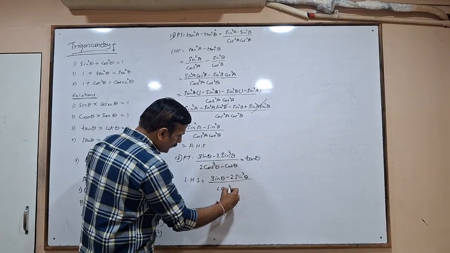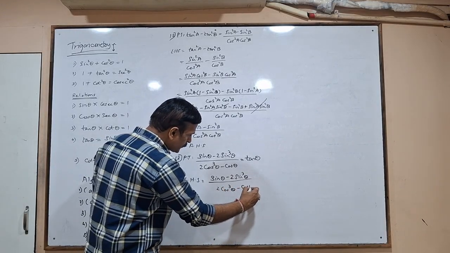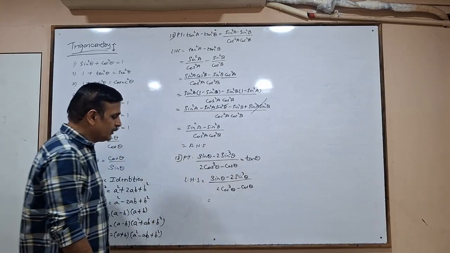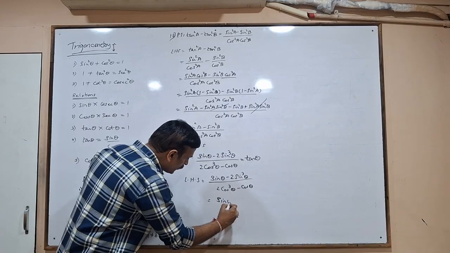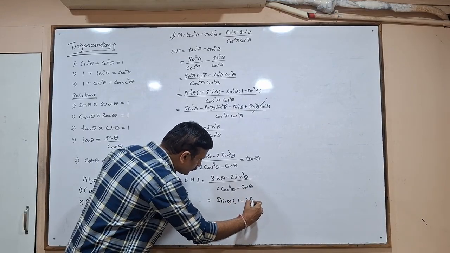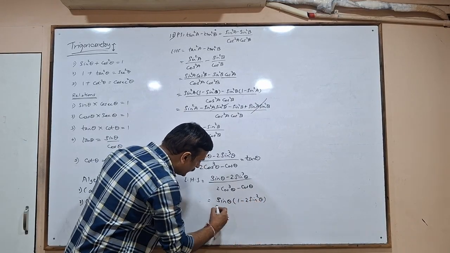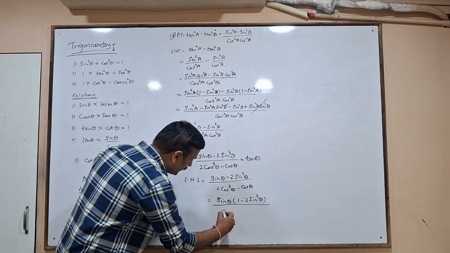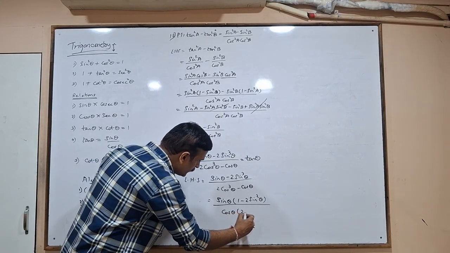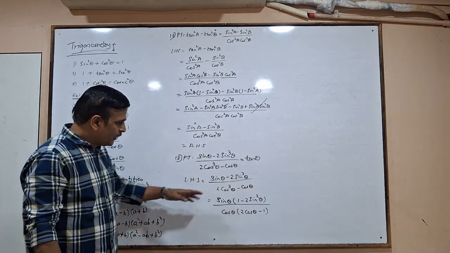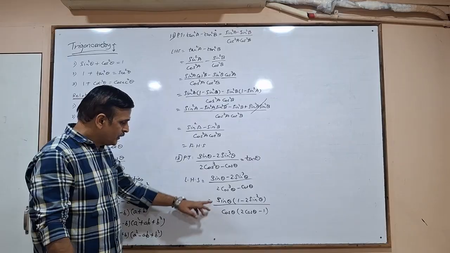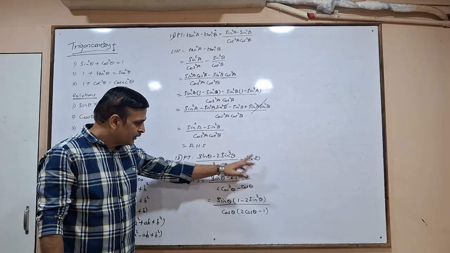2 cos cube theta minus cos theta. Now here in the numerator I can take sin common. So sin common, 1 minus 2 sin square theta. In the denominator, cos common. So it is 2 cos square theta minus 1. We have already got the answer. Sin upon cos is tan.